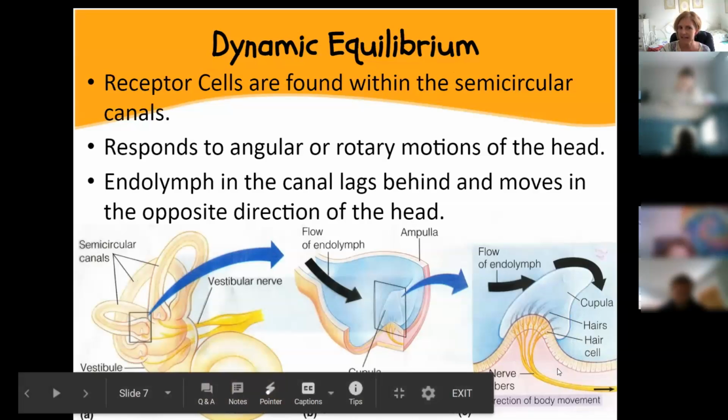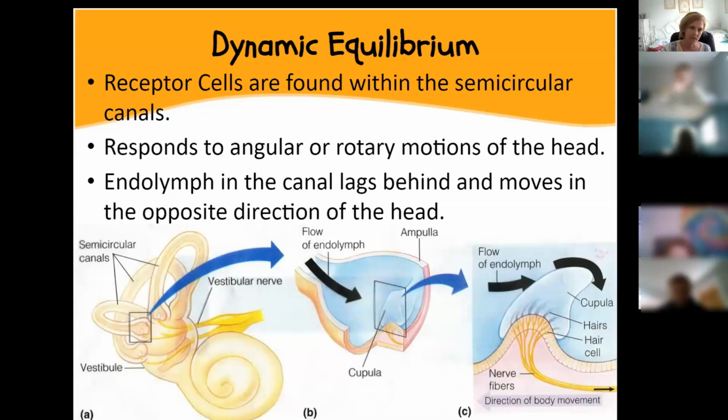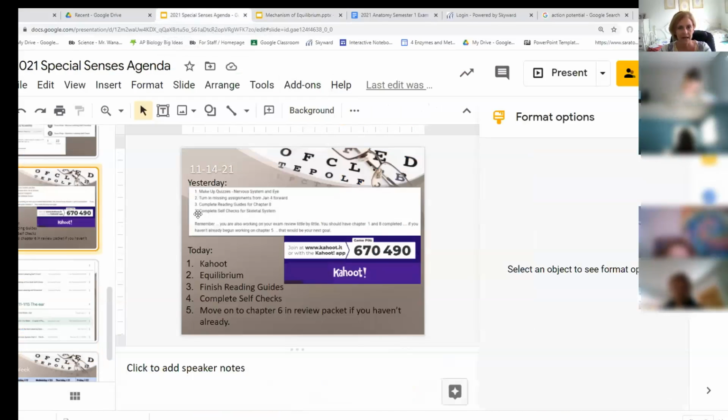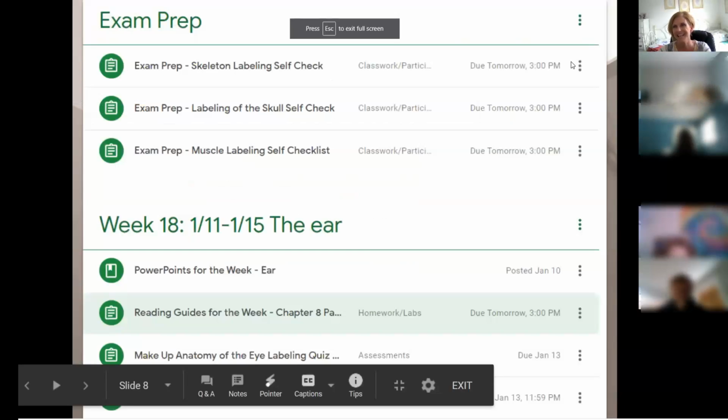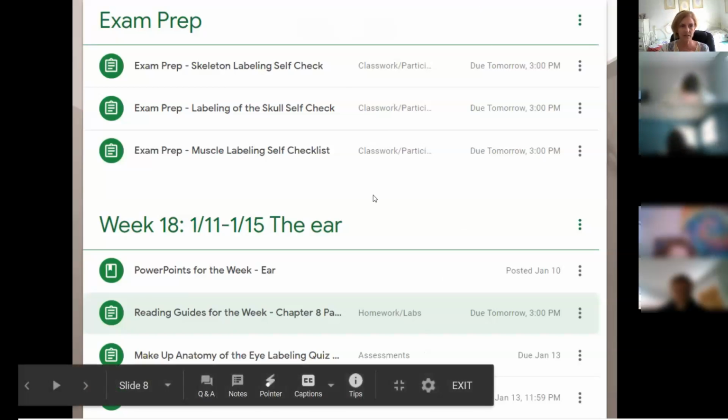There's not a lot of questions on the equilibrium piece, since we're not actually doing anything with it other than talking about it in class today. Okay, so that is that as far as new topics, and that's the last new topic that we will have. We're not covering taste, and we're not covering smell. Taste is fun when we're in class and we can do it like a taste testing lab. That's fun.